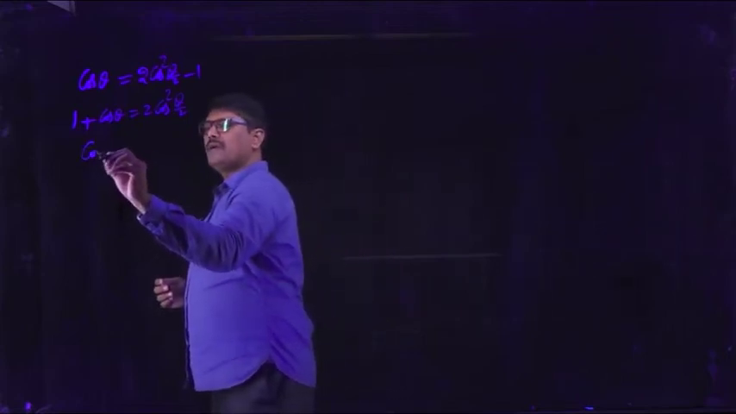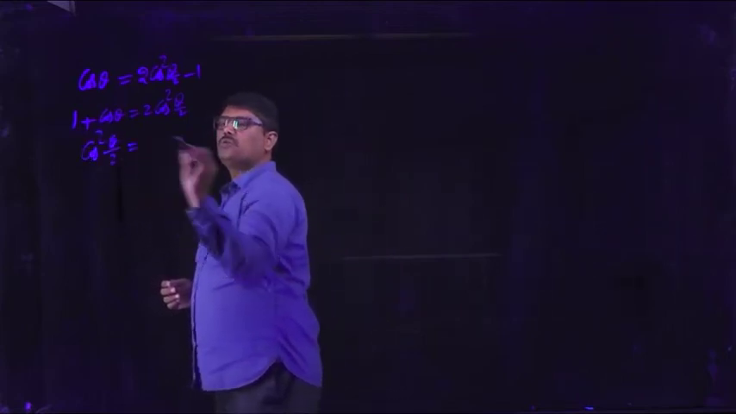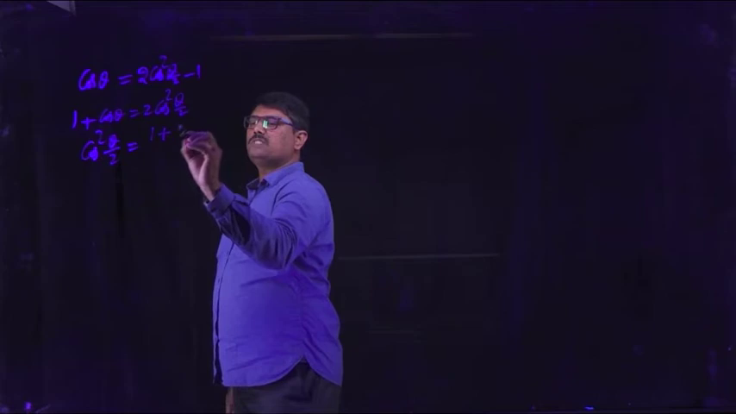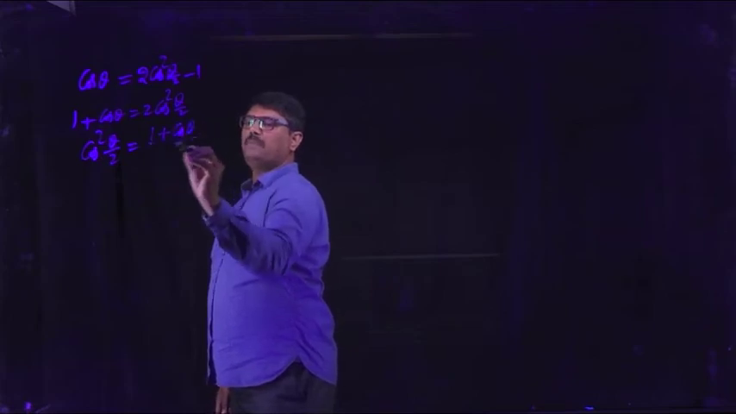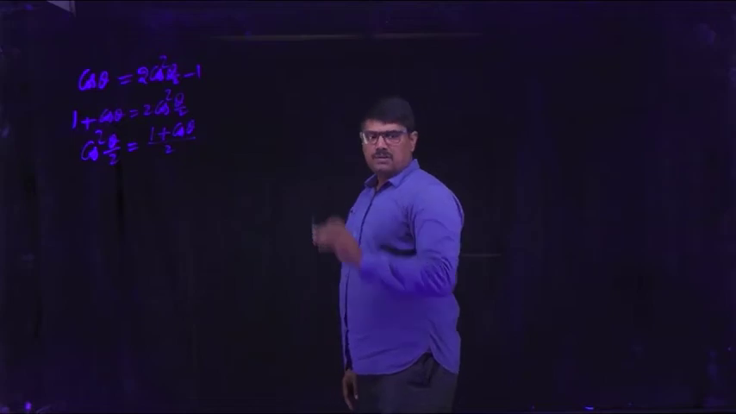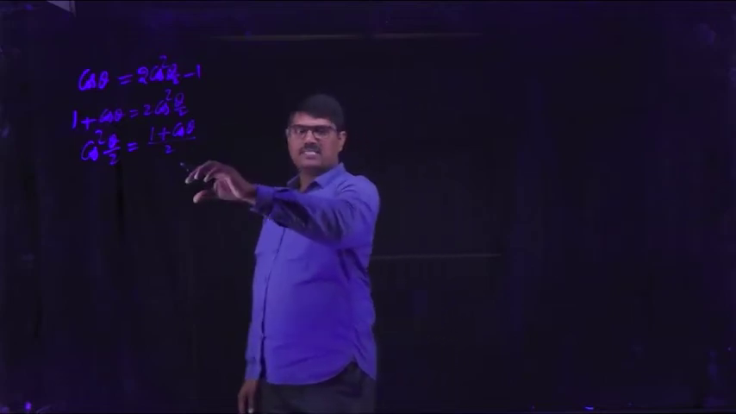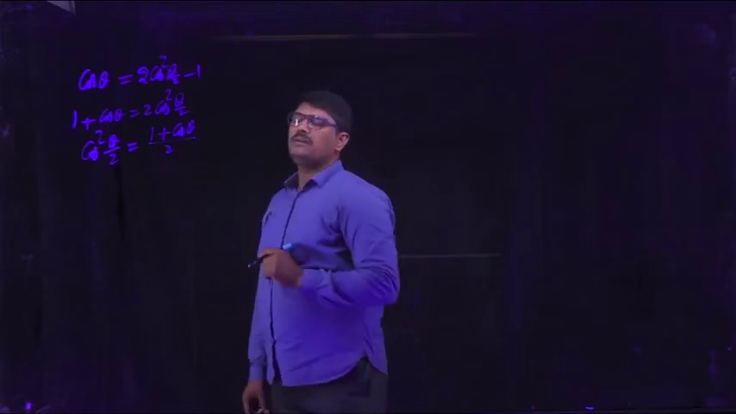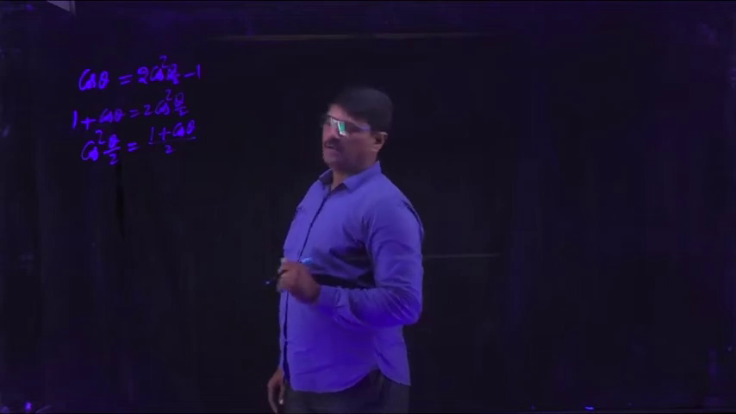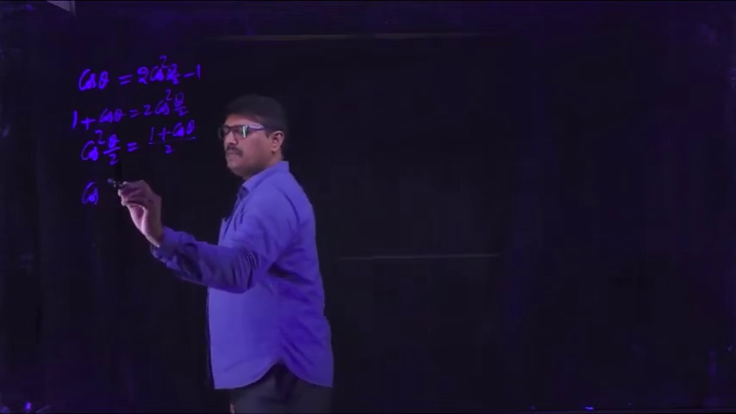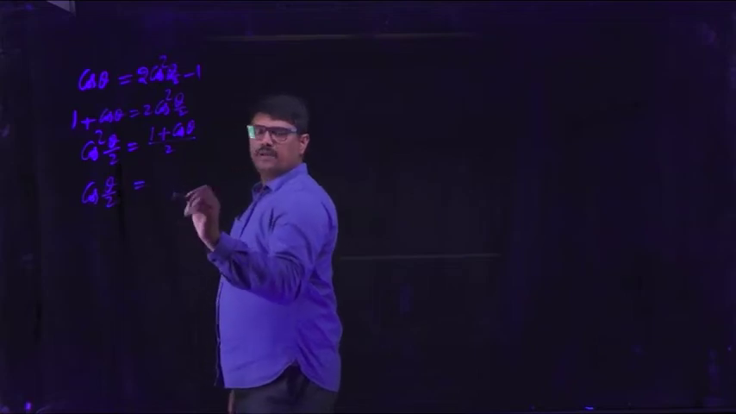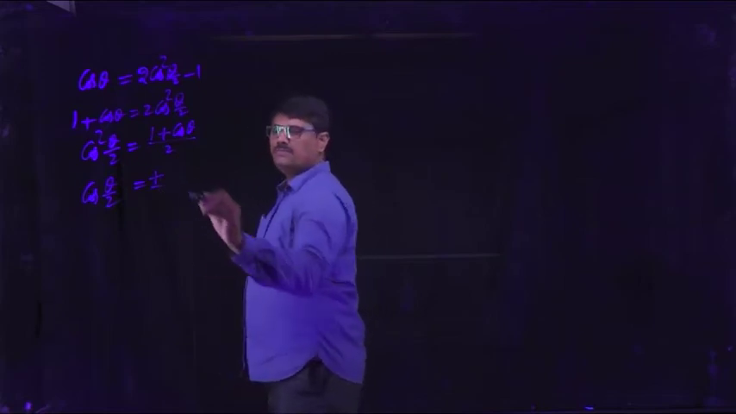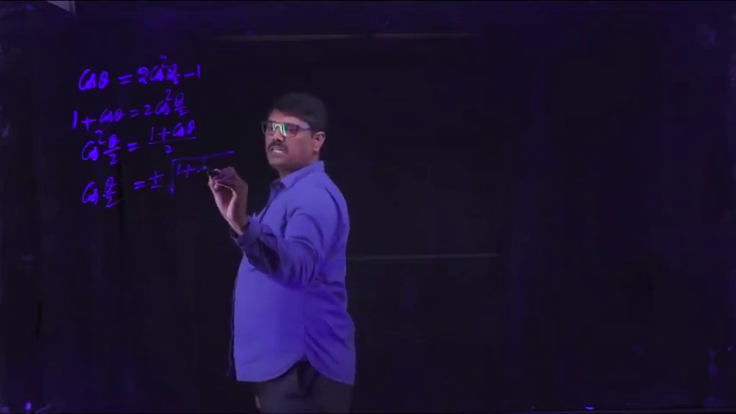So the cos square theta by 2 value is moving to the other side, which becomes 1 plus cos theta whole divided by 2. So taking one formula from our previous concept, which is cos theta is 2 cos square theta by 2 minus 1, you can write the formula for cos square theta by 2, so that you will get the value of cos theta by 2 later. What is the value of cos theta by 2? Removing the square from the LHS, you have plus or minus on the RHS and the square root of 1 plus cos theta whole divided by 2.